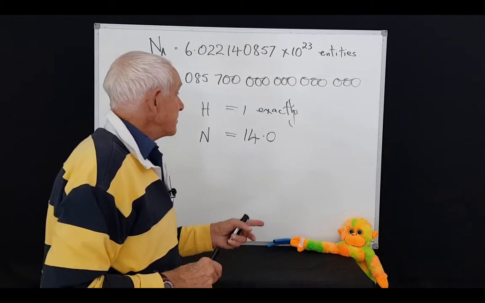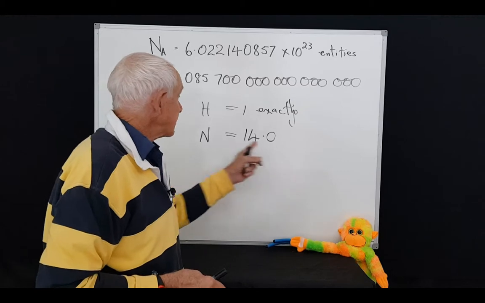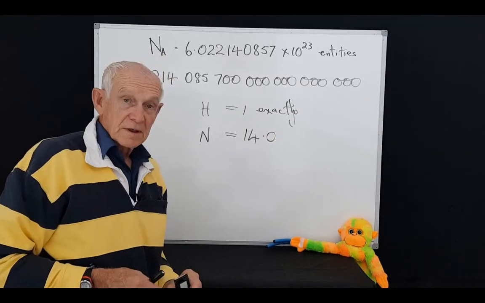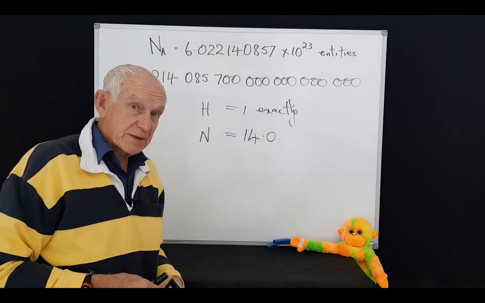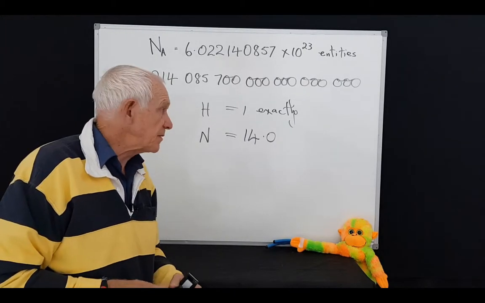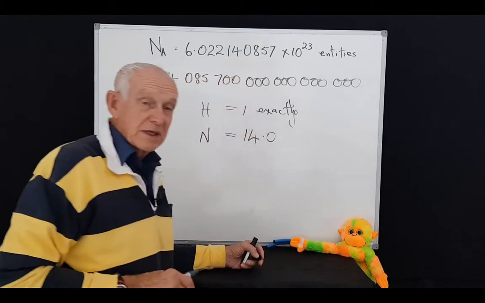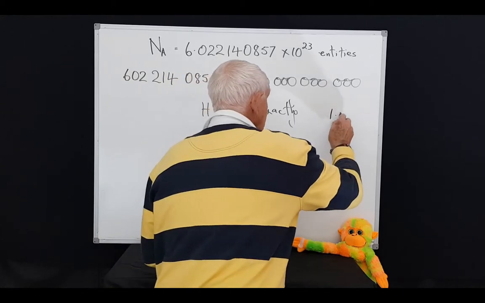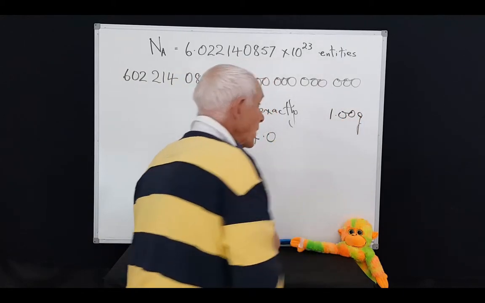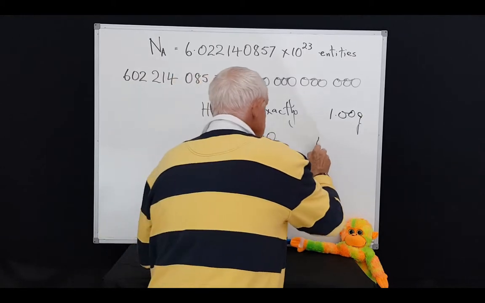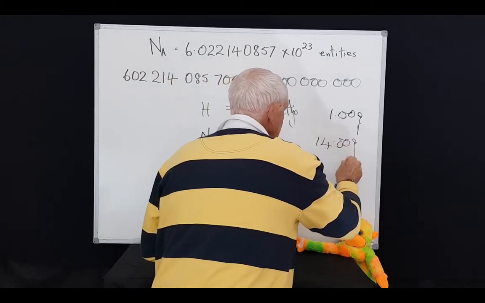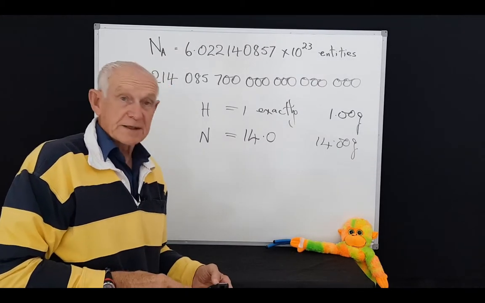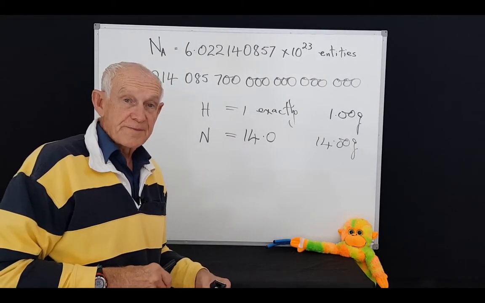So any mass of nitrogen atoms which is 14 times the mass of hydrogen atoms would have the same number of atoms, and that's the basis of the mole. And it made sense at the time. The gram was the common working standard of mass, so they took 1.00 grams to be 1 mole of hydrogen, 14.00 grams of nitrogen atoms to be 1 mole of nitrogen atoms, and so on for all the rest.